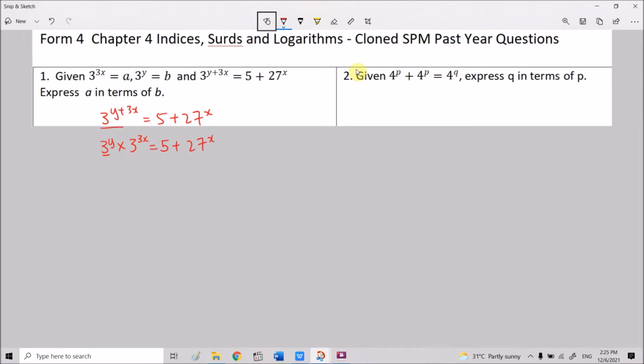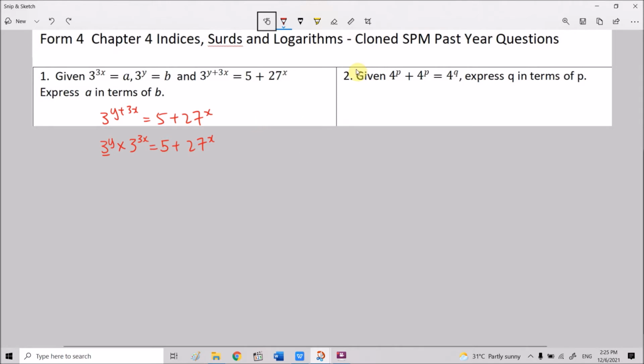For those who are not familiar, how do you get from here to here? You are using the formula a to the power of m times a to the power of n equals a to the power of m plus n, the rule of indices. If you're not familiar, you need to go through the laws of indices, because in this video, since you are looking at cloned SPM past year questions, I assume you're already familiar with all the laws of indices and also logarithms.